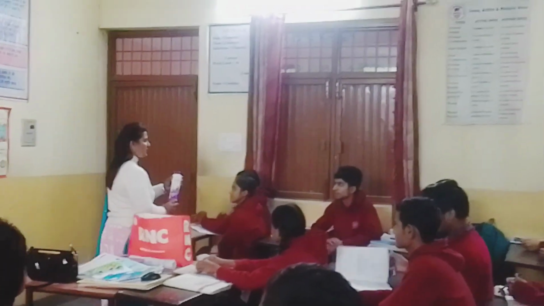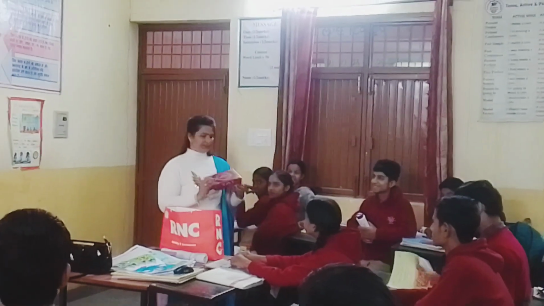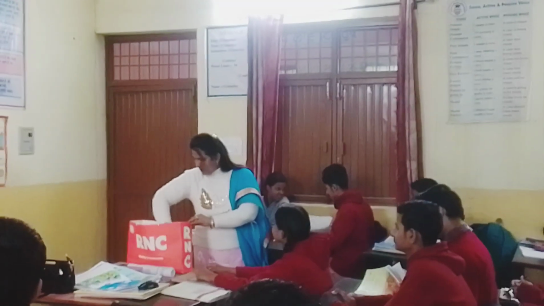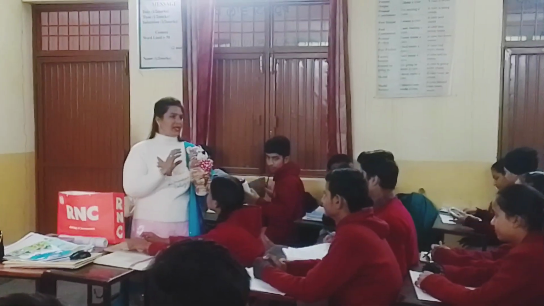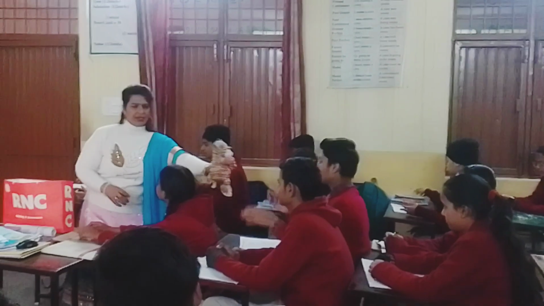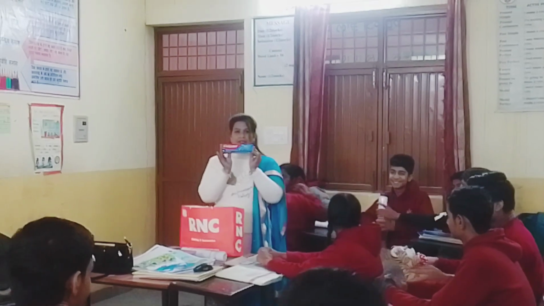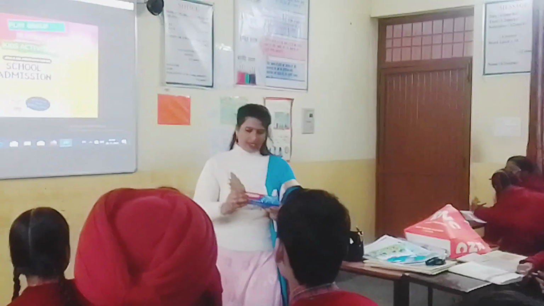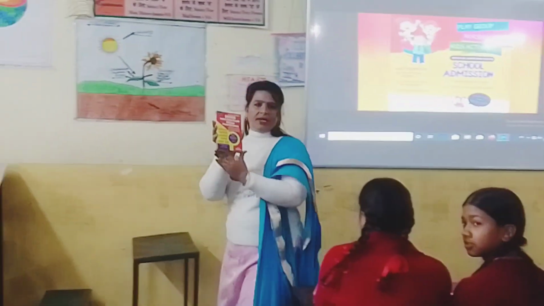Okay. So this is for number two, and I am having a sweet box. It is for group number three. And then I'm having a toy from a toy shop. You yourself create the name of that toy shop. And it is for group number four. Then I'm having toothpaste. It is for group number five. And then I'm having one dictionary. It is for group number one.